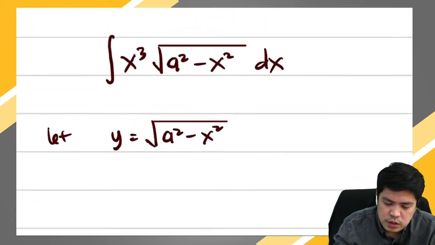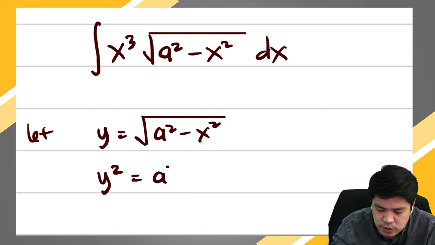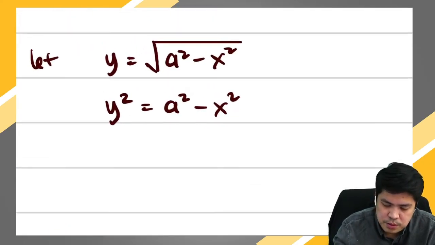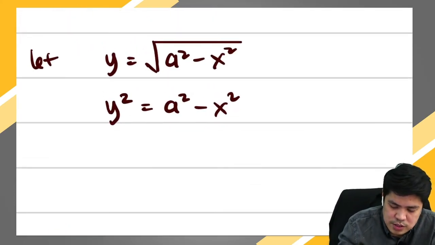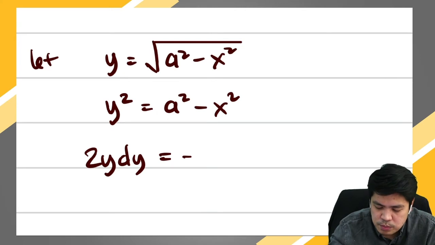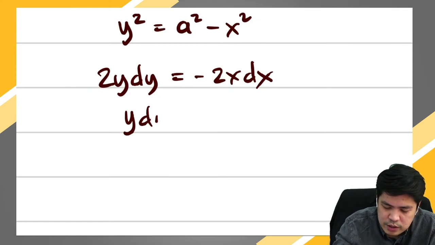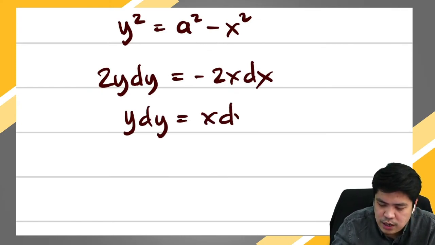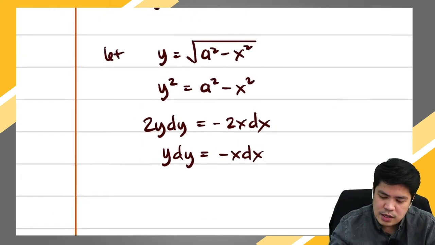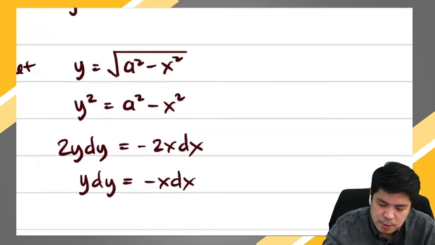So if y is equal to the square root of a squared minus x squared, it follows that y squared is equal to a squared minus x squared. So mas madali na natin makukuha yung dx. By implicit differentiation, we could say that 2y dy is equal to, a is a constant, so that would be 0, minus the derivative of x squared, that's 2x dx. Hence, y dy is equal to negative x dx, or x dx is equal to negative y dy. So, pwede na tayong mag-substitute.